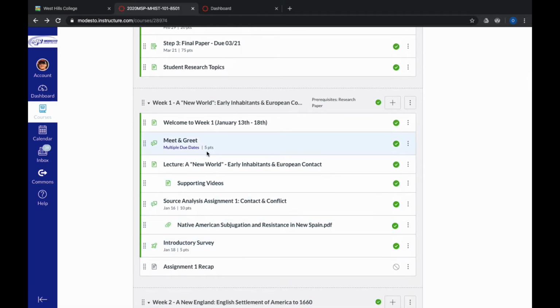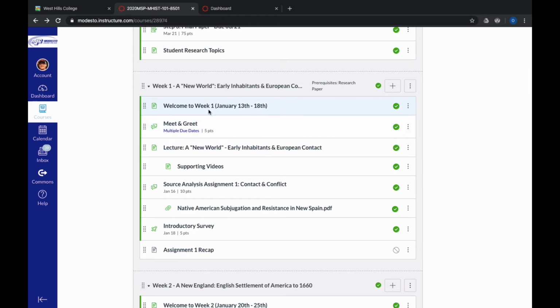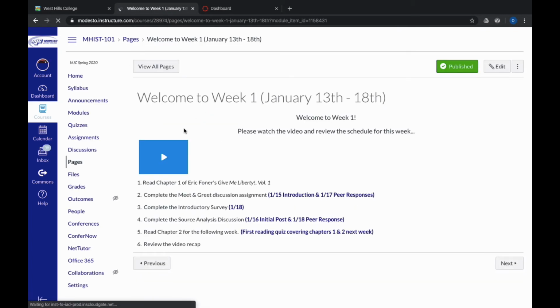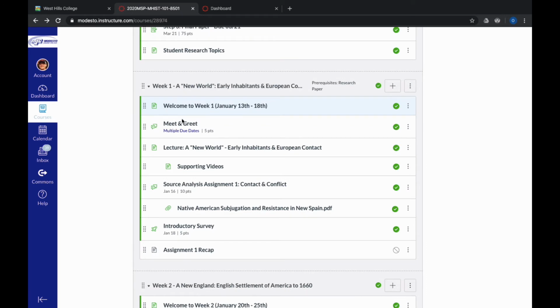And then each week you're going to find your weekly modules. Okay. And in these modules, you're going to have a welcome page that's going to often have a video, but not always. And you're going to have basically your list of assignments and due dates for the week. All right. So that's how each module will be structured. And then you're going to have what is actually due that week.